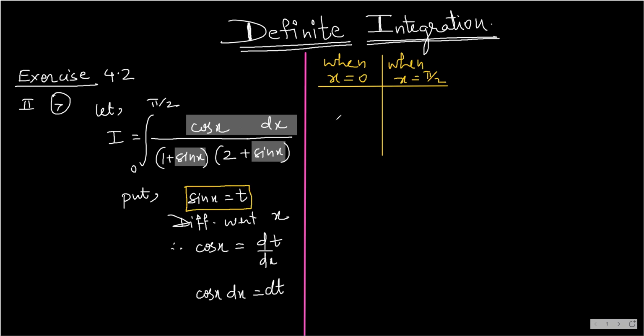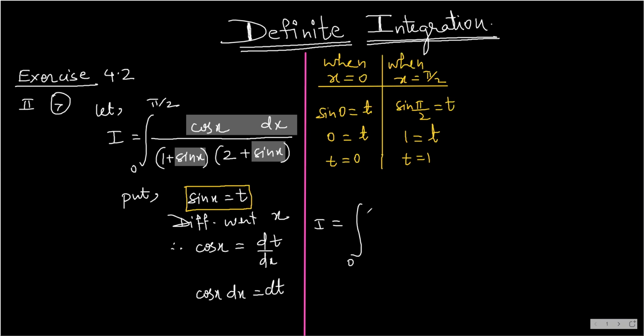When x is 0, sin 0 equals t, so t is 0. And when x is pi by 2, sin of pi by 2 equals t, so 1 equals t. It means the limits are 0 to 1. Therefore I equals the integral from 0 to 1, with cos x dx as dt, so I get dt in the numerator.